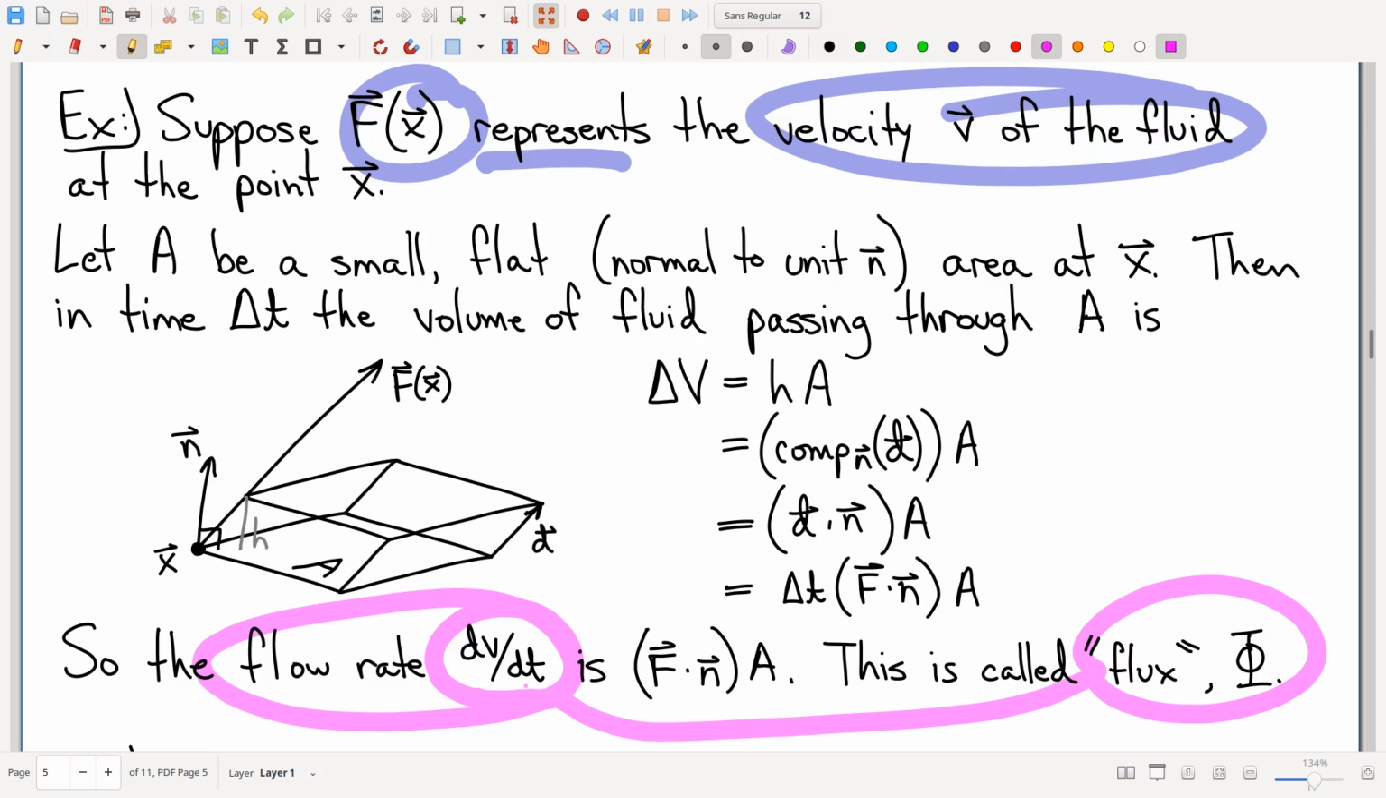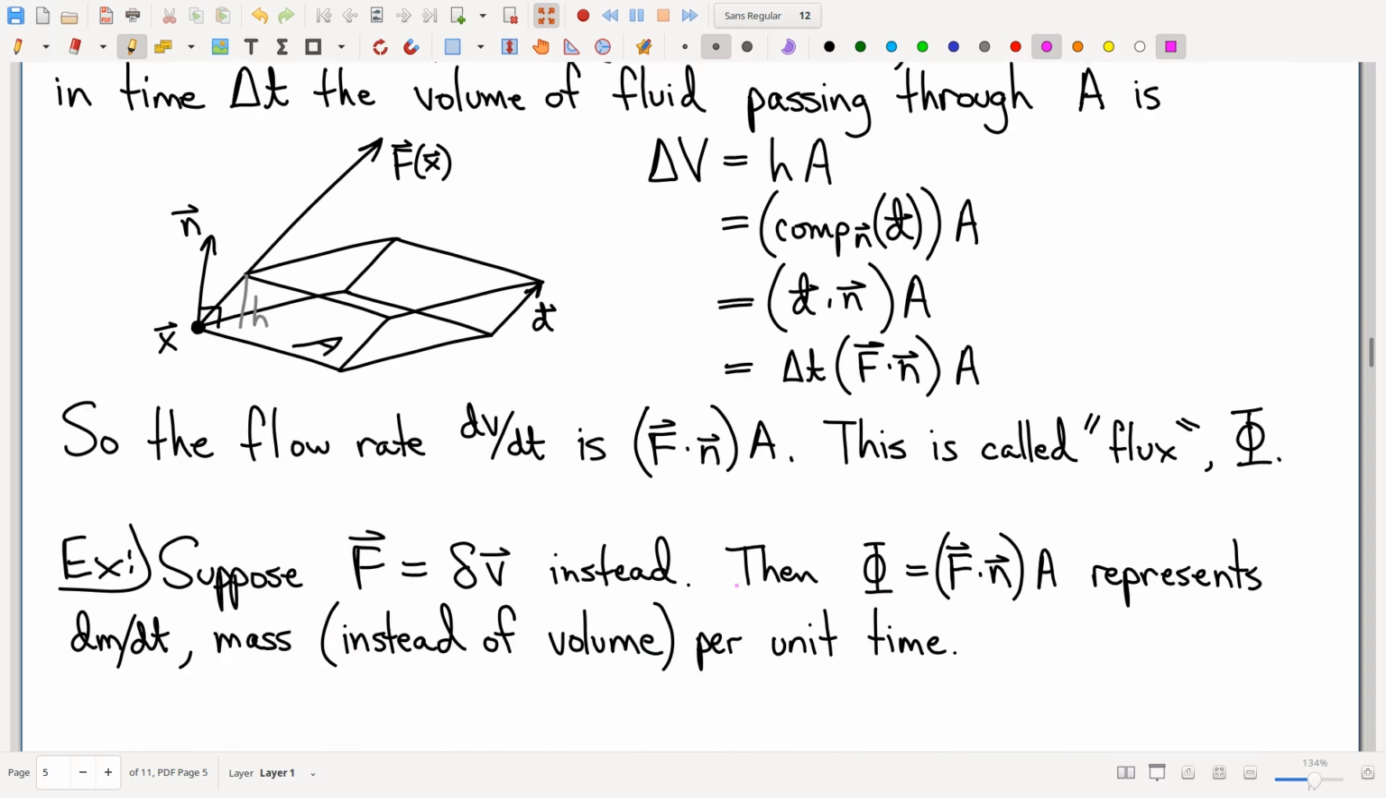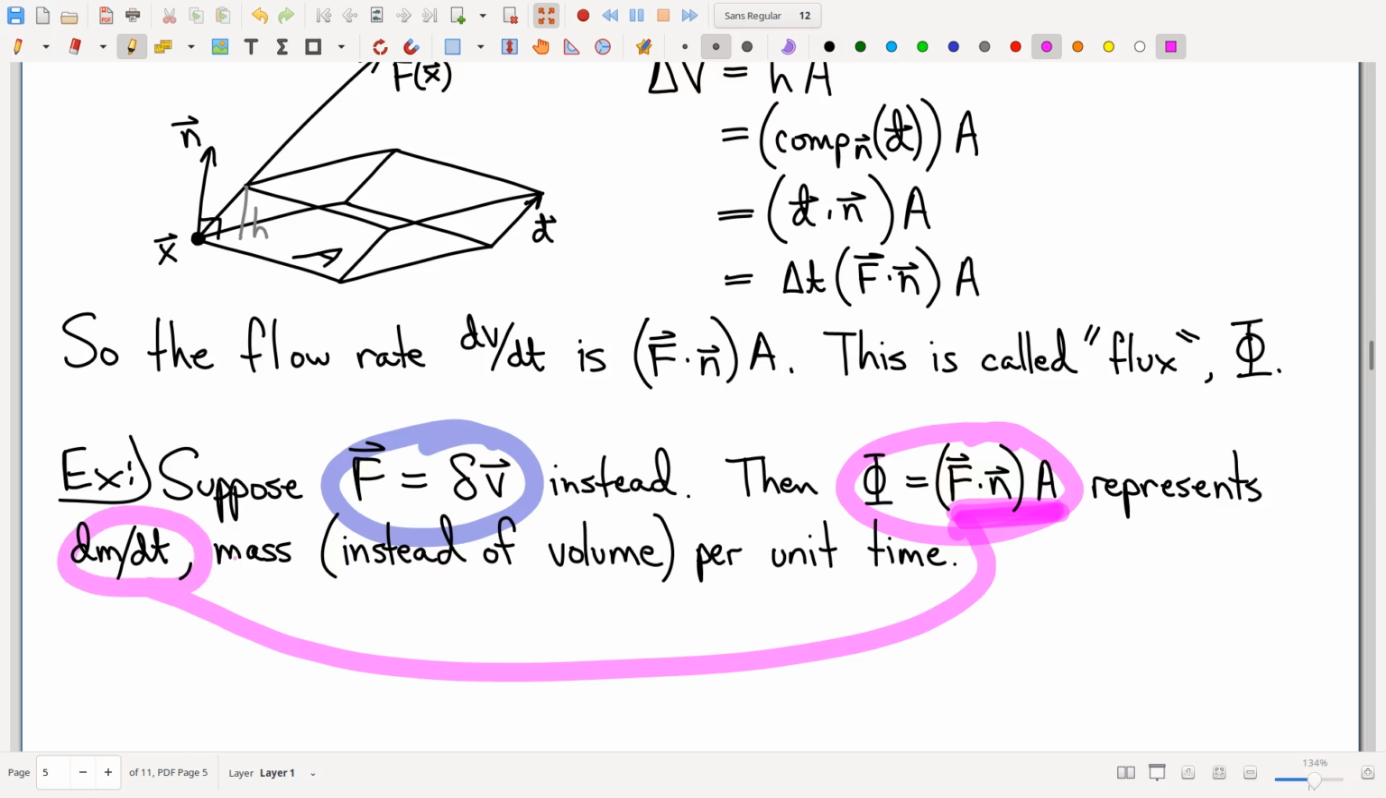All right, now what I want to leave as an exercise for y'all: you're going to really closely stick to this calculation that I've done here. It's going to be almost exactly the same, just a little bit different. It's a healthy exercise to think about how to tweak it. If instead your vector field represented not velocity, but density times velocity, then this expression down here, this flux, the same exact formula, F dot N times area, no longer represents volume per unit time. Now it will represent mass per unit time instead of volume per unit time.